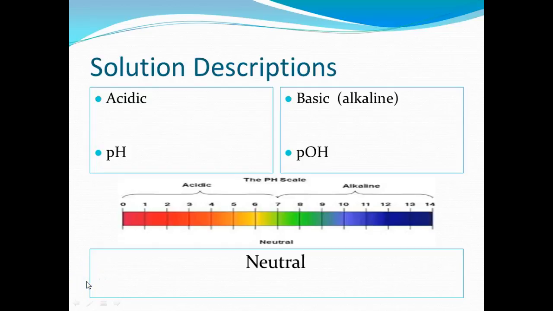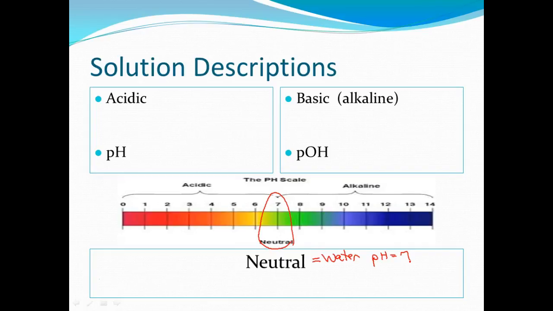So today we continue our discussion on solution descriptions. A couple more ways we can describe solutions are acidic, basic, and neutral. And we're going to start with the word neutral. What exactly does that mean? When we think of neutral, we often think of the concept of water being neutral, and we talk about it having this pH of 7. Well, what exactly does that mean?